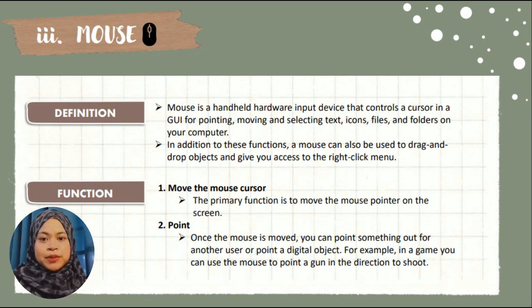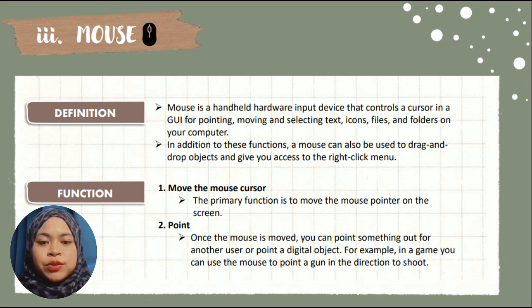Definition of mouse. A computer mouse is a handheld hardware input device that controls a cursor in a GUI, graphical user interface, for pointing, moving, and selecting text, icons, files, and folders on your computer. In addition to this function, a mouse can also be used to drag and drop objects and give you access to the right-click menu. For desktop computers, the mouse is placed on a flat surface, mousepad or desk, in front of your computer.